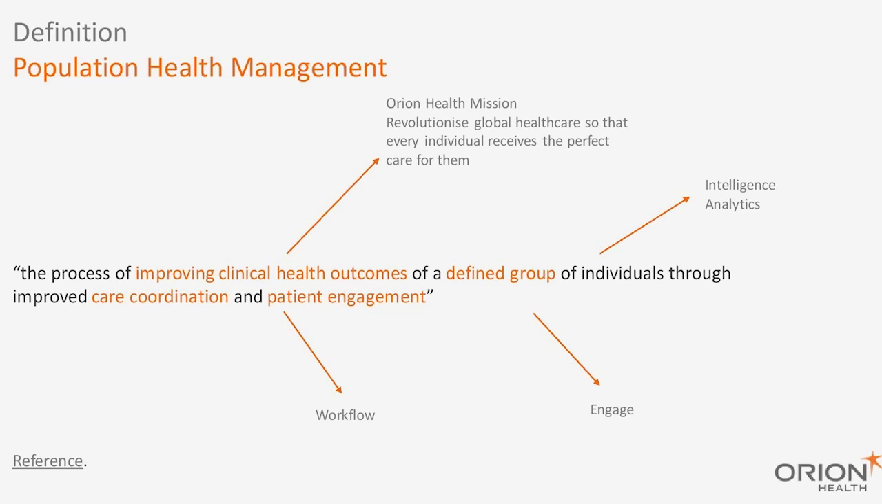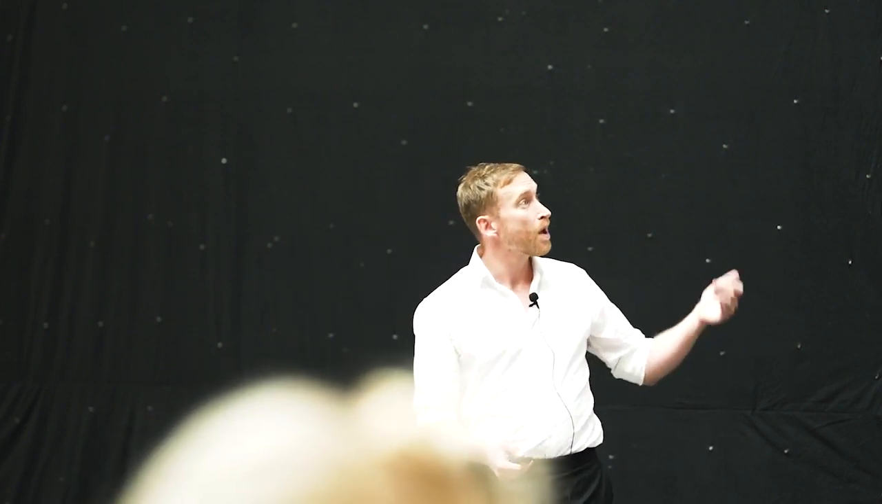So an aim to improve clinical health outcomes, the ability to use analytics to define cohorts and groups, use of care coordination, and also key to all of this is patient engagement. Now, coming off of each of those points, we've highlighted certain bits of Orion Health capability, which some of you will be more aware of than others, but we're going to go through some of that today.